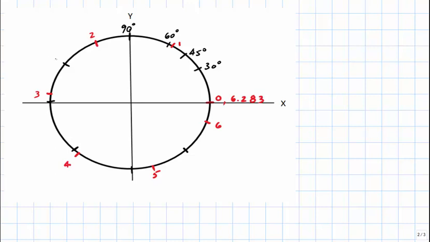There's 90 degrees. This would equal 135 degrees. Of course, halfway around the circle corresponds to 180 degrees. Here's 225. Here's 270 degrees, 315 degrees, and of course all the way around the circle corresponds to a 360-degree angle.